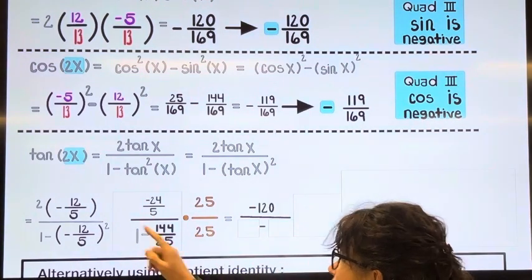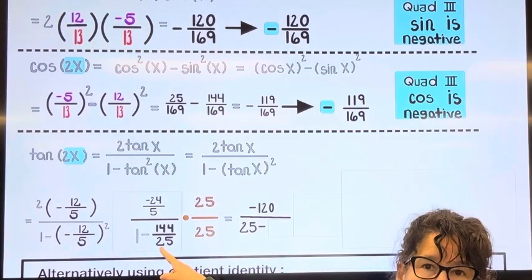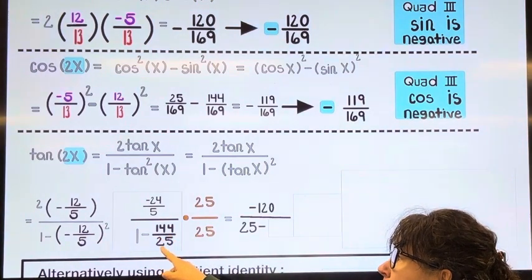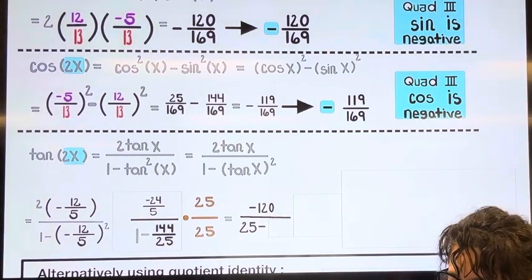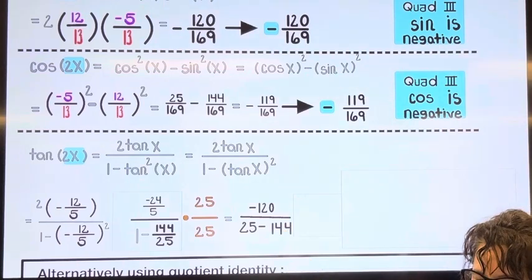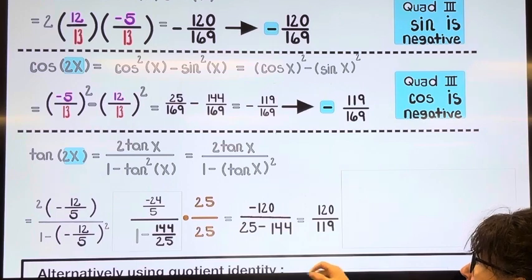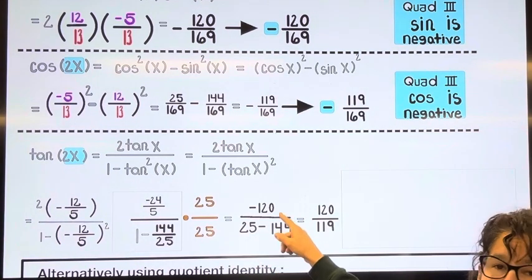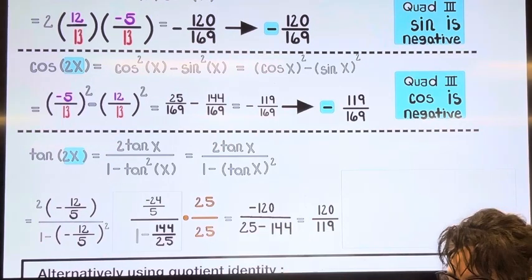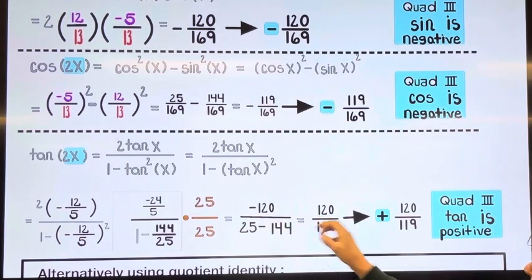Then 25 multiplied by 1 is 25, and 25 multiplied by negative 144 over 25. 25 divided by 25 is 1 times 144, so we get that minus 144. Let's combine the denominators, and I end up with a negative 120 over a negative 144, but negative over negative is positive. Let's verify that sign. In quadrant 3, 2x is going to be positive for tangent, so we're good.